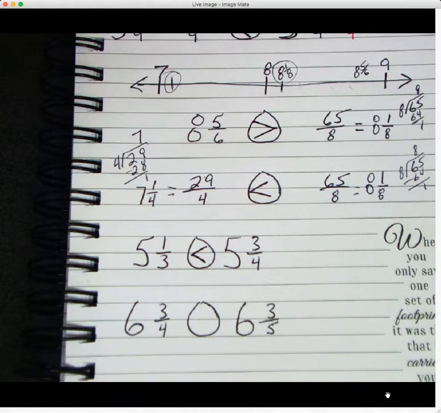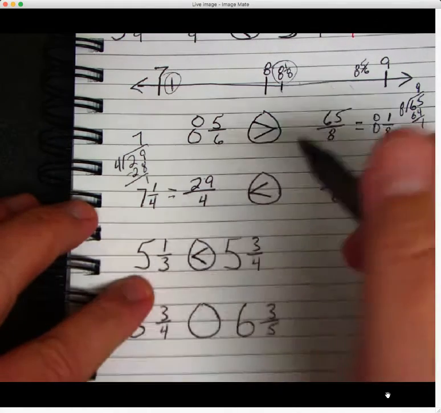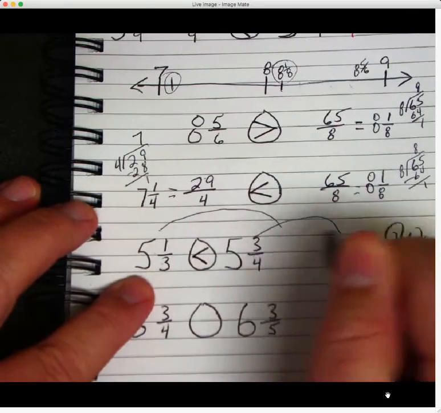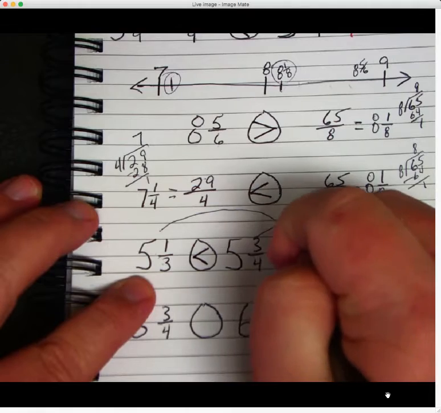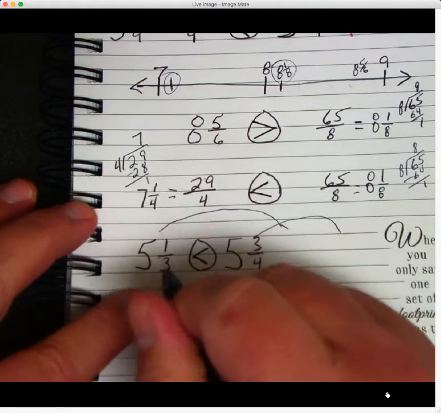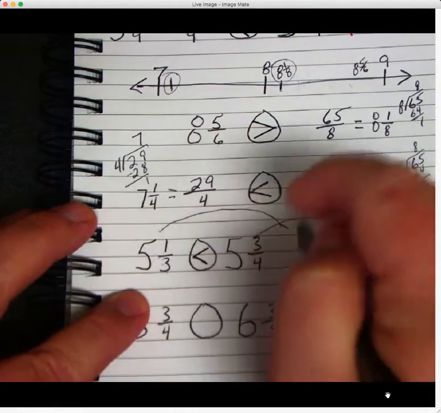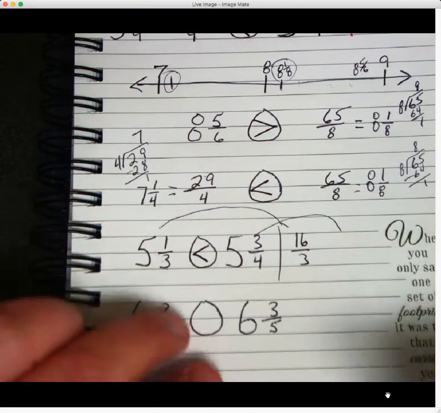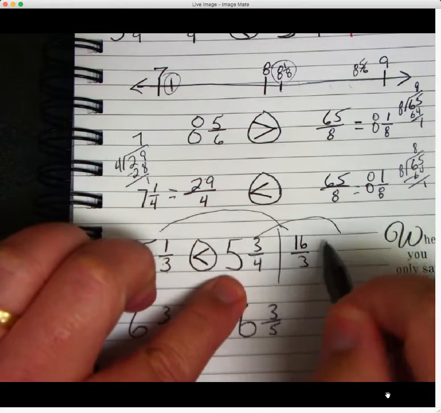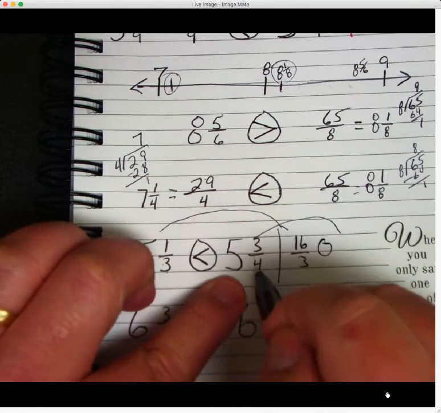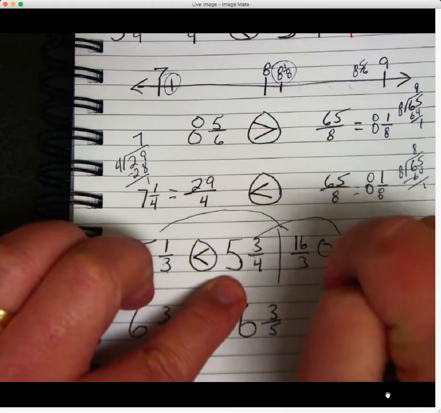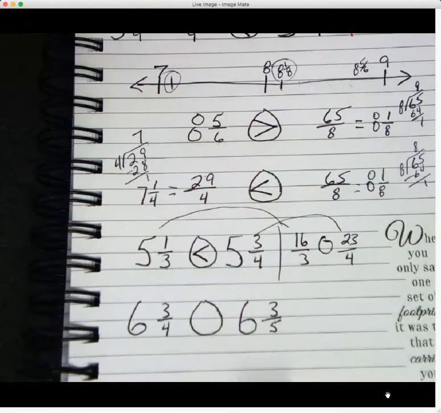But if you cannot figure it out that way, you can always do this cross multiplying by making these improper fractions. So let's take 5 1/3. I'm going to put it over here. 3 times 5 is 15 plus 1 is 16 thirds. I'm going to draw a line here to kind of divide it. And let's take 5 3/4 and make it an improper fraction. 4 times 5 is 20 plus 3 is 23/4. So I'm comparing 16 thirds to 23/4.